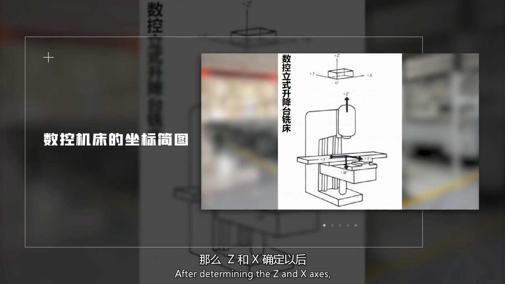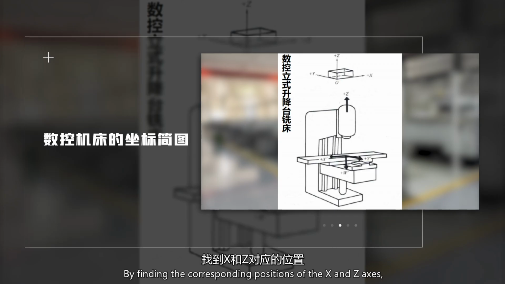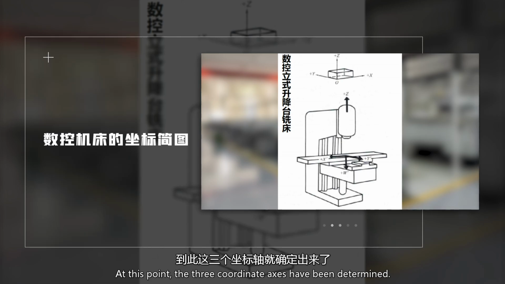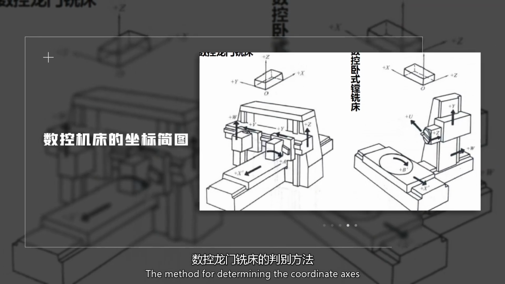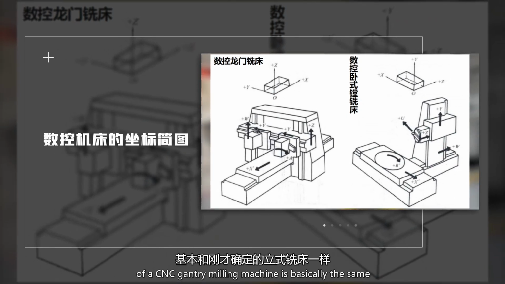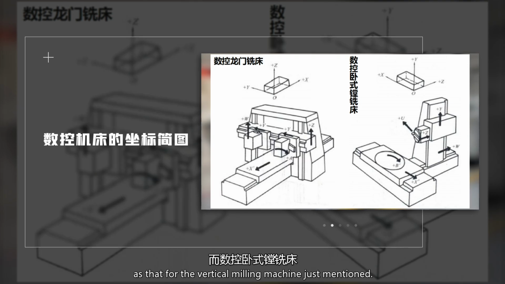After determining the z and x-axis, the next step is to determine the y-axis. By finding the corresponding positions of the x and z-axis, where the z-axis is vertical and points upward, and the x-axis is horizontal and points to the right, it can be deduced that the y-axis should be horizontal and point inward. At this point, the three coordinate axes have been determined. The method for determining the coordinate axes of a CNC gantry milling machine is basically the same as that for the vertical milling machine just mentioned.